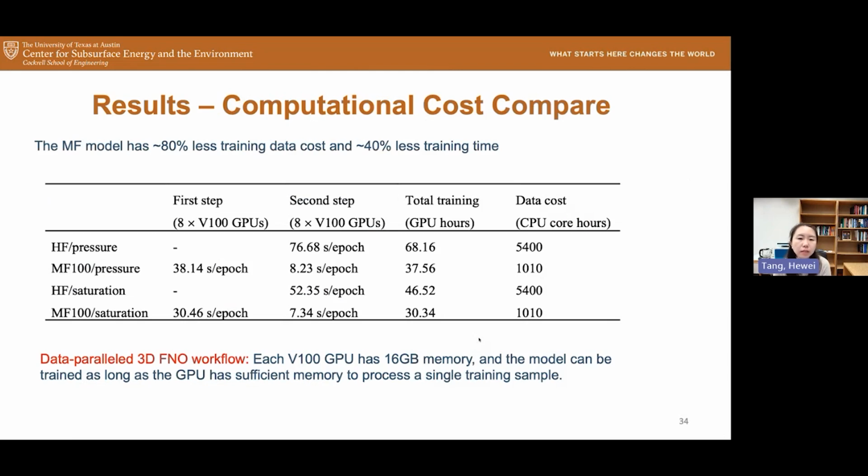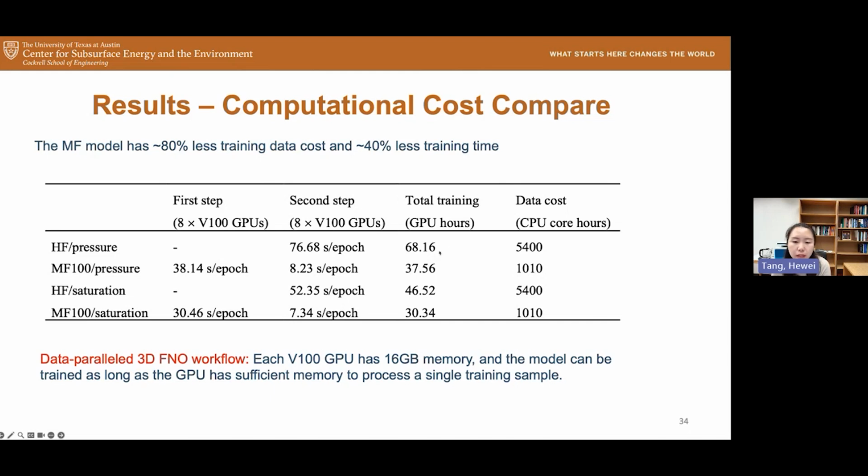And here are the results of some computational cost summary. So we leverage a data parallel training framework, so we can parallelize the training on 8 V100 GPUs. And for this multi-fidelity training, the total training GPU hours is 37 GPU hours, and the data cost is about 1,000 CPU core hours.